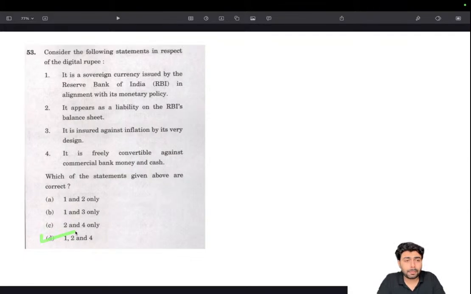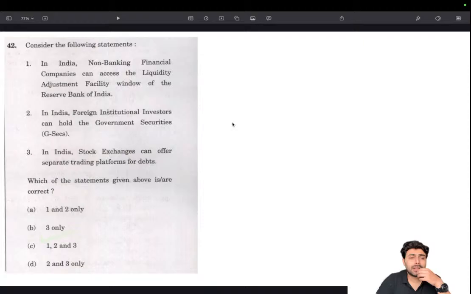Okay, moving on. In India, non-banking financial companies can access the liquidity adjustment facility window of the. Oh, this is on the slightly trickier side because this is factual. There has been a doubt regarding whether NBFCs can access the LA facility. LA facility basically is accessible to the banks only, but NBFCs as primary dealers can actually access the liquidity adjustment facility. This is a slight fact, and there was a confusion regarding this. So I won't be saying anything about that, because even I was having a confusion regarding whether or not this was right. We needed to wait till the official key was released.